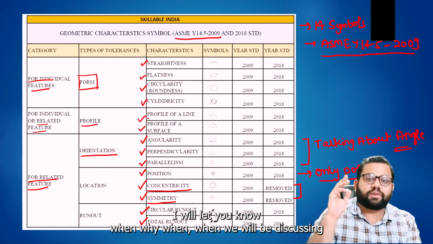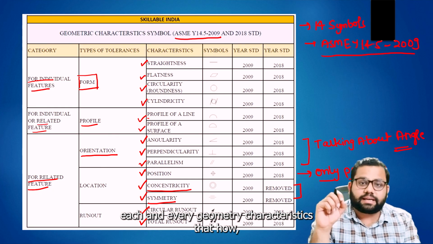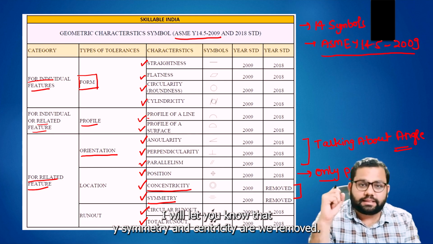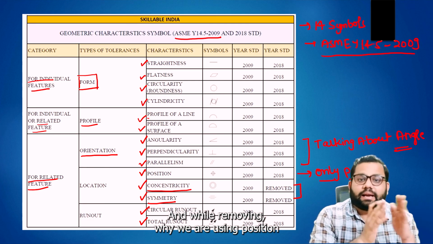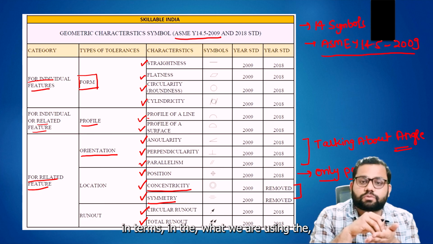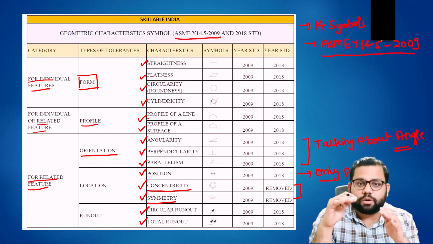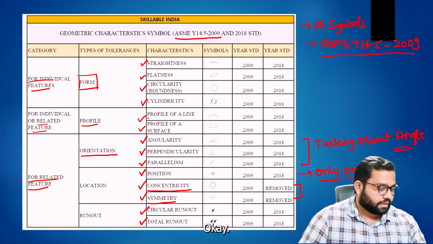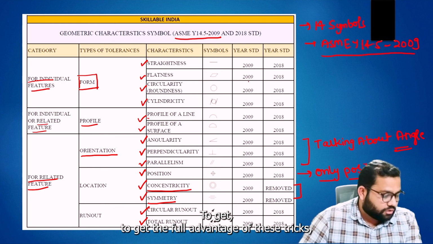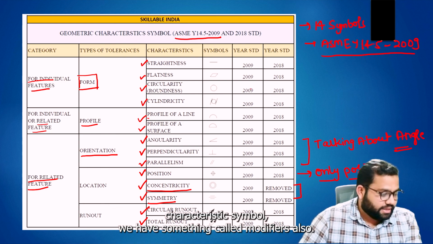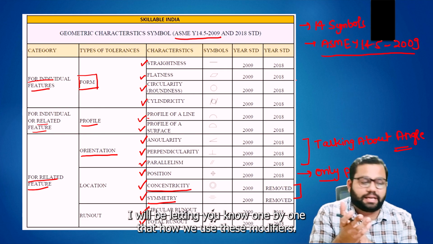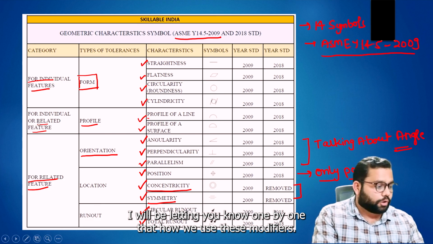I will let you know one by one, when we discuss each geometric characteristic, how we can use them. At that time, I will explain why symmetry and concentricity have been removed, and why we use position under location control in place of symmetry and concentricity. To get the full advantage of these geometric characteristic symbols, we also have something called modifiers. What are these modifiers? I will let you know one by one how we use them.